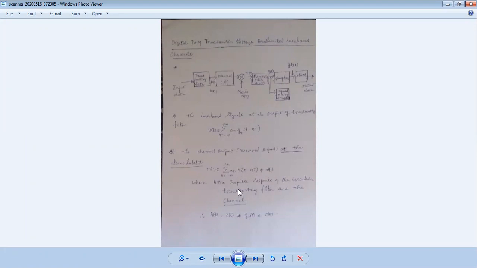So that is exactly the impulse response of the cascading transmitting filter and the channel. Cascading transmitting filter and the channel, this will be learned. So now h of t, by the convolution property, because a time domain can be converted into a frequency domain. By using the convolution property of the Fourier transform, I can write h of t is equal to what exactly.